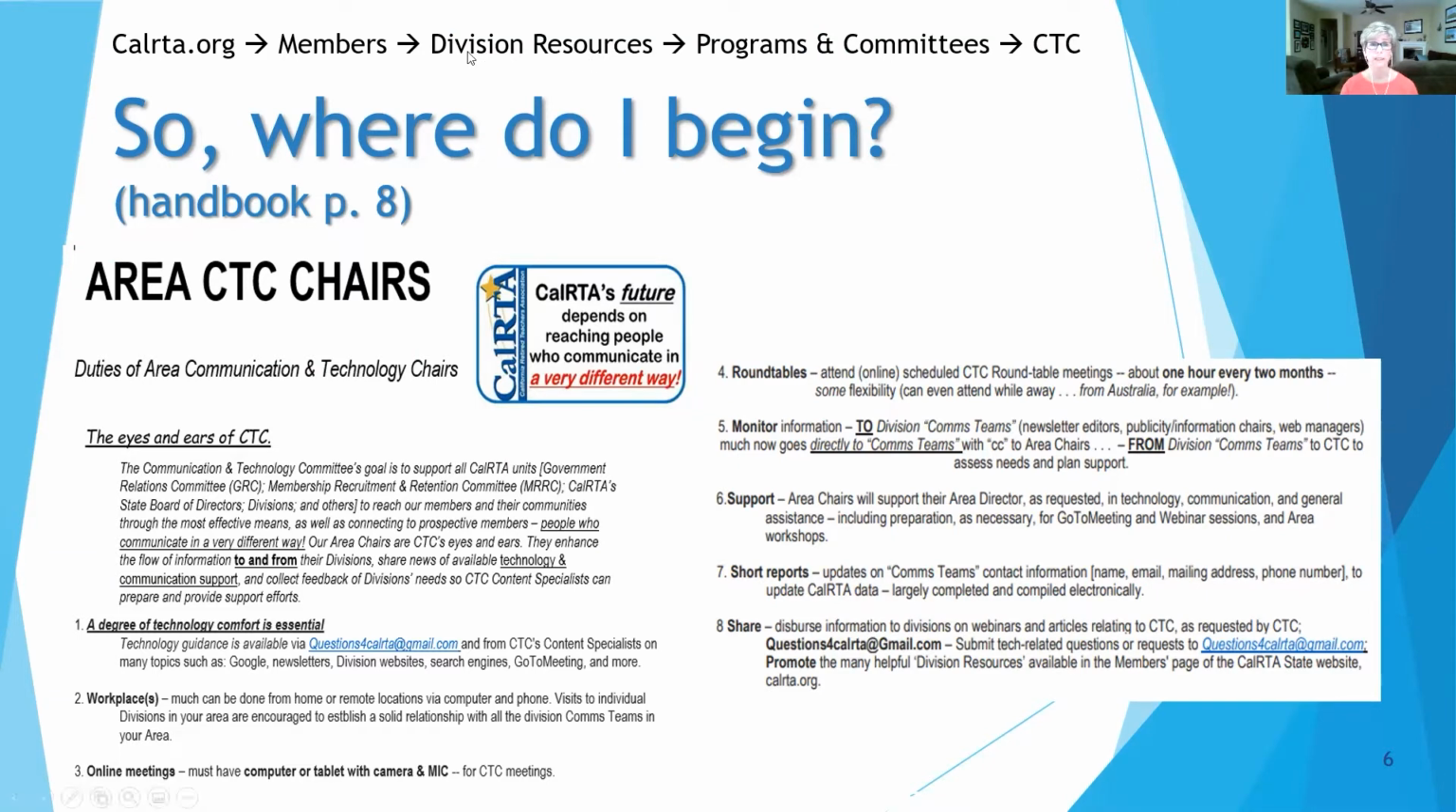So if you need to get to the handbook, you simply go to the CalRTA homepage and you log in, and that takes you to the members page. Then on the left-hand side, you're going to see a blue menu, and at the top of that menu, it says Division Resources. Down below that, you'll see Programs and Committees, and then you're going to look for CTC. When you open that CTC page, if you scroll all the way down to the bottom of the CTC page, there's a link to the PDF of the handbook.